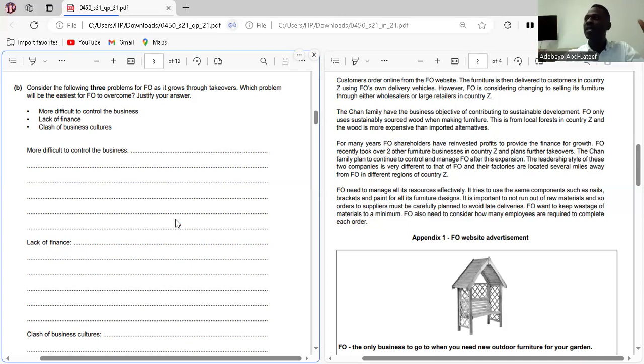during takeover, it increases the number of employees. The number of managers will not be enough for the number of employees. So that means employees might be remote to managers. It becomes difficult for them to control.